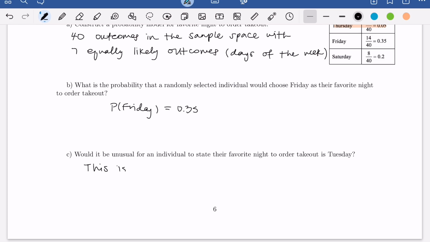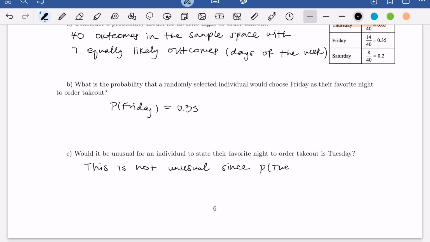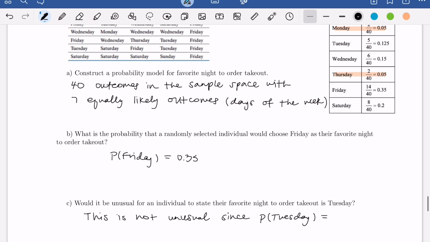So we would say this is not unusual, since the probability that someone says Tuesday is going to be 0.125, and this is greater than the lowest probability that we saw of 0.05.